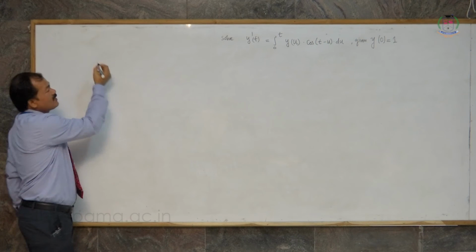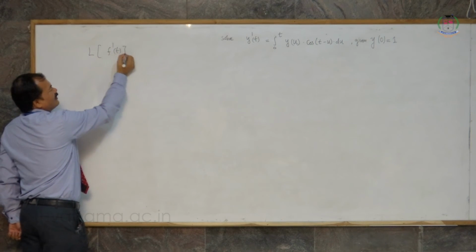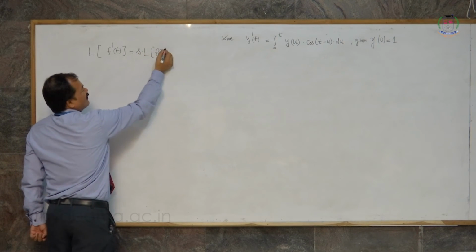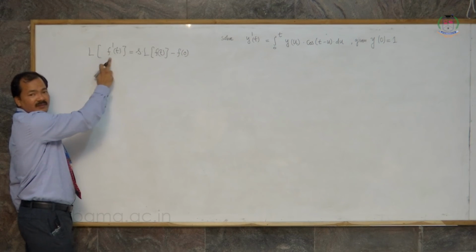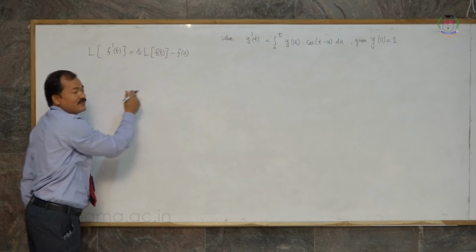Some important theorems. Laplace transform of f prime of t is equal to s into L of f of t minus f of 0. The Laplace transform of the first order derivative of a function is equal to s into L of f of t minus f of 0.